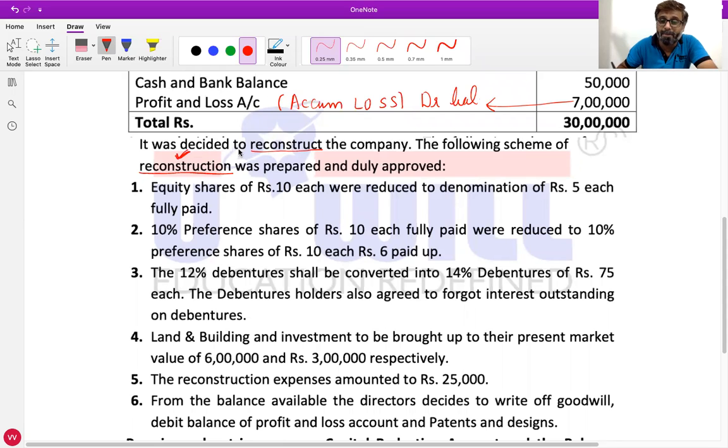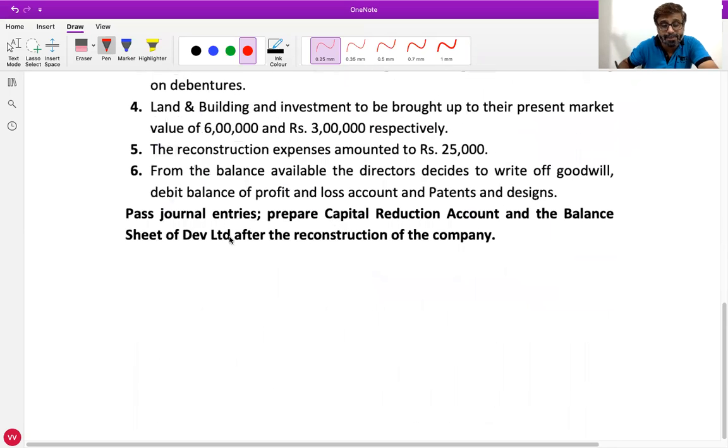Very good. If the new company's name is given, then it is external reconstruction, and if the new company's name is not given, then it is internal reconstruction. Is everyone clear with this? This is an internal reconstruction question. In exams, you must not get confused. If the new company's name is given, it is external reconstruction. If the new company's name is not given, it is internal reconstruction. Yes, read it further. Last sentence.